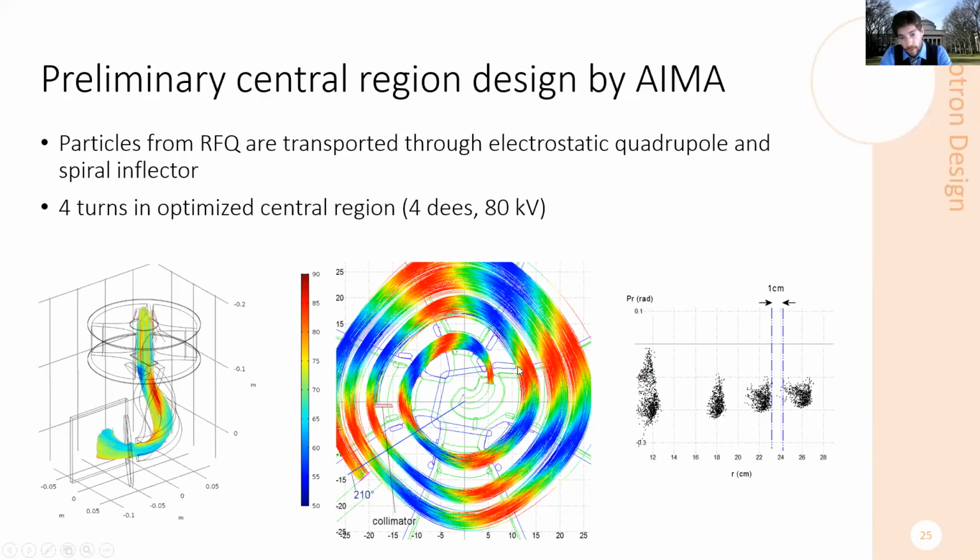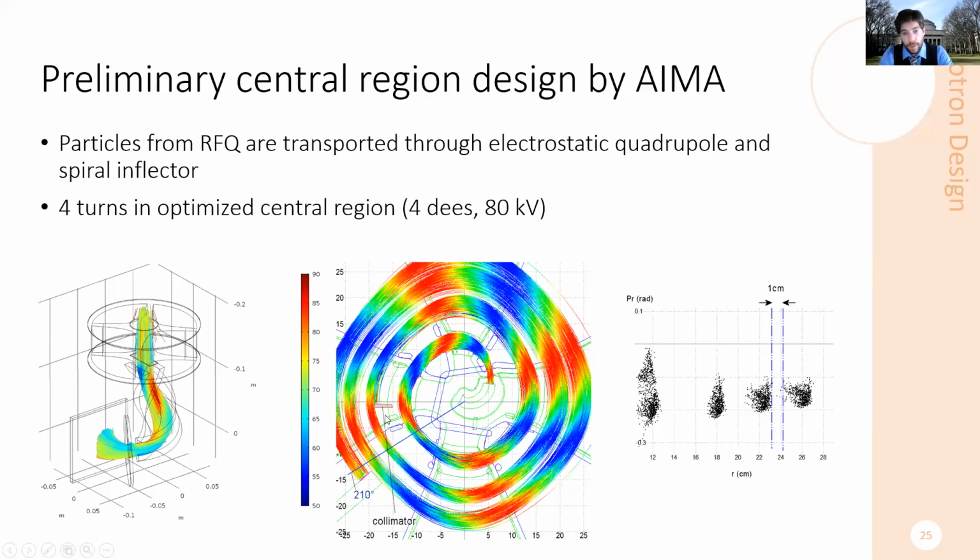And here in dark blue, you can see the Ds, and in green, you can see the grounded parts. And so all the blue and red in the particle trajectories is where the particles are crossing the gaps. I mean, technically it's the phase of the particles, but it kind of guides your eye to where the particles are crossing the gaps. And so they're accelerated and go on this spiral trajectory.